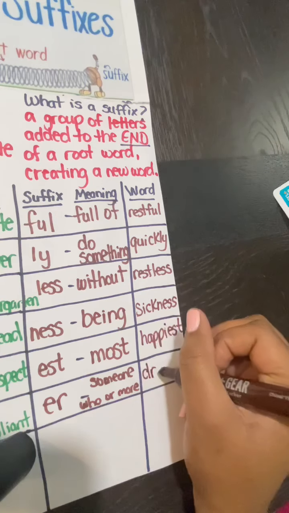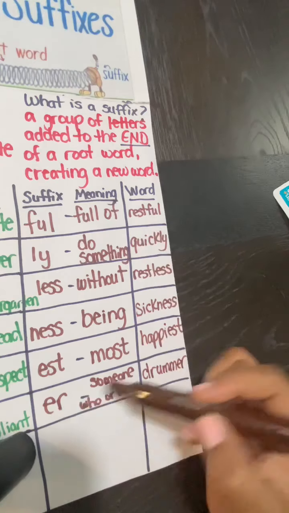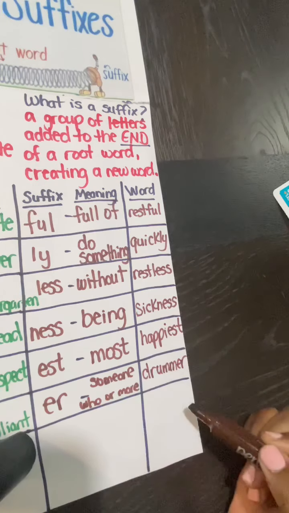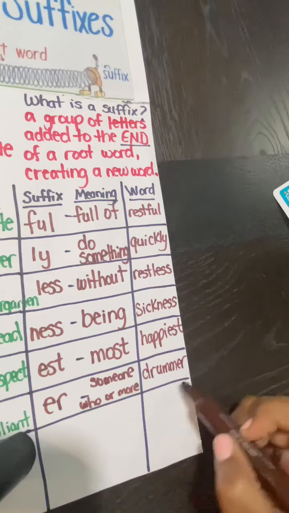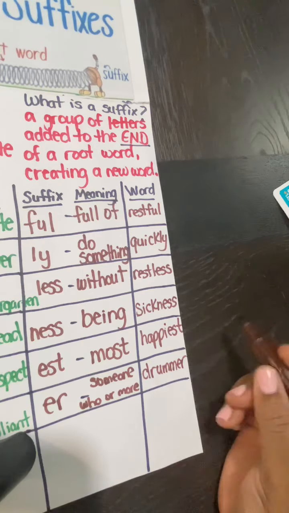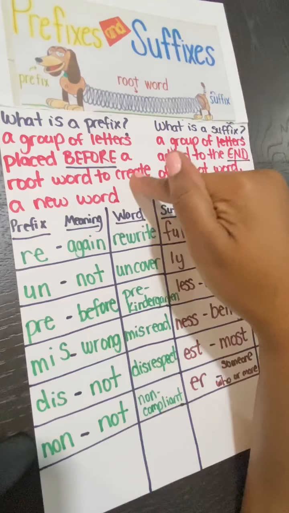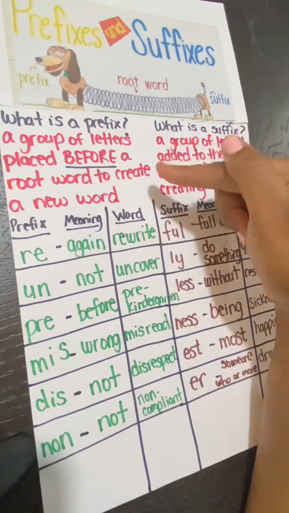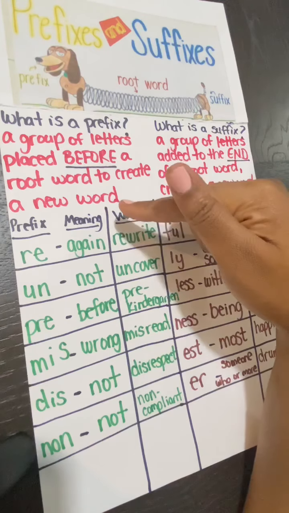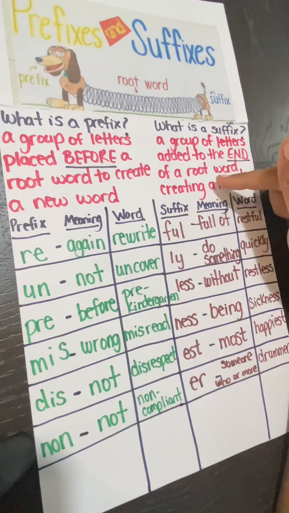Drummer. Er has the meaning of someone who or more. In this case, it means someone who. A drummer is someone who plays the drum. So remember, a prefix is a group of letters placed before a root word to create a new word, and a suffix is a group of letters added to the end of a root word, creating a new word.